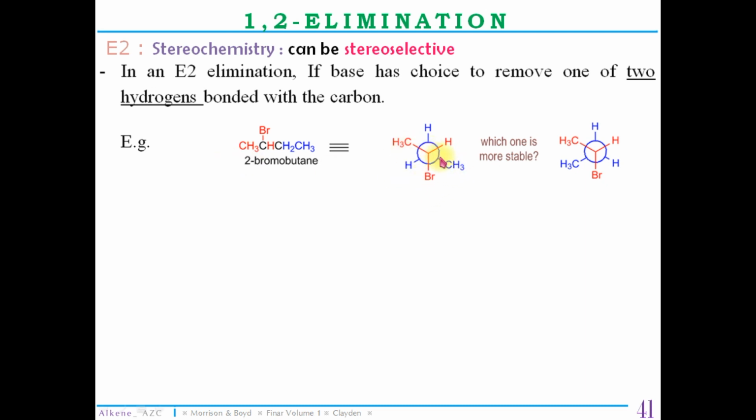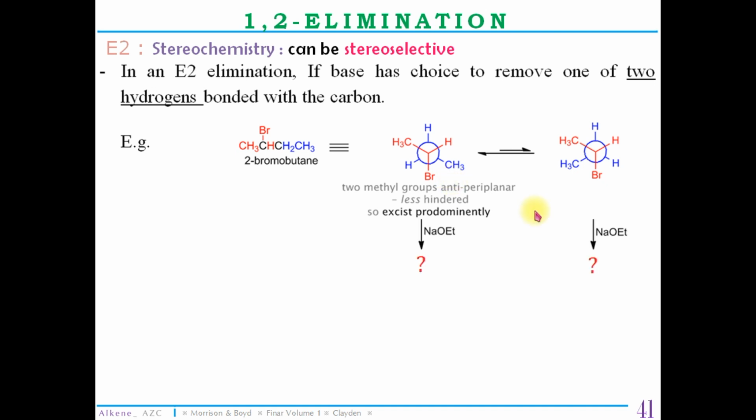We can see here these methyl groups are far apart, while in this projection these methyl groups are nearer to each other. So here there is more steric hindrance. So this is least stable, and the equilibrium is favored toward the other projection. Here the two methyl groups are anti-periplanar, so less hindered, and so this arrangement exists predominantly.